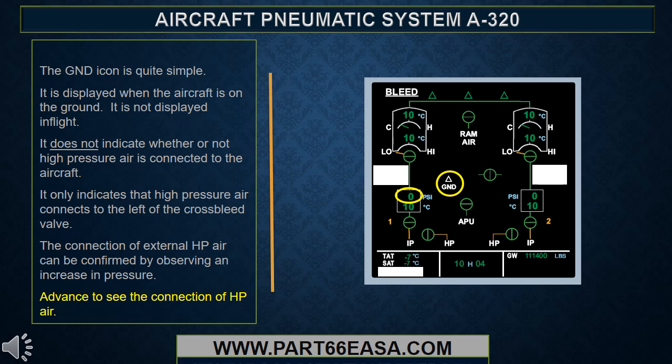The Gnd icon is quite simple. It is displayed when the aircraft is on the ground. It is not displayed in flight. It does not indicate whether or not high-pressure air is connected to the aircraft. It only indicates that high-pressure air connects to the left of the cross-bleed valve.